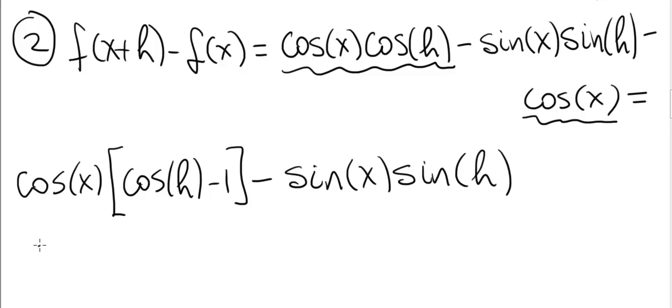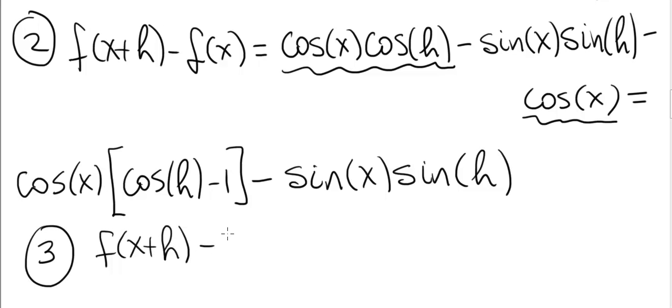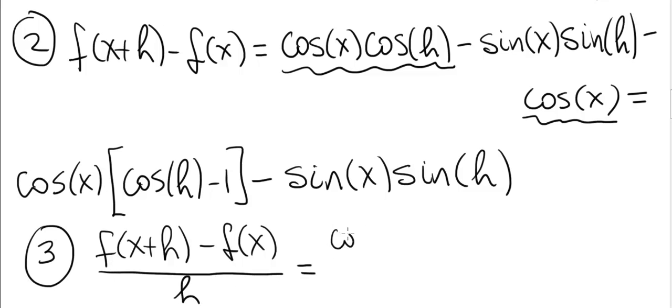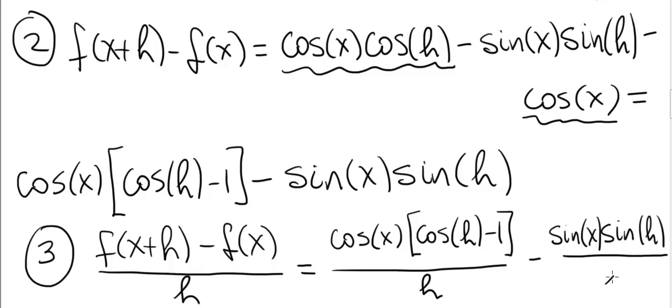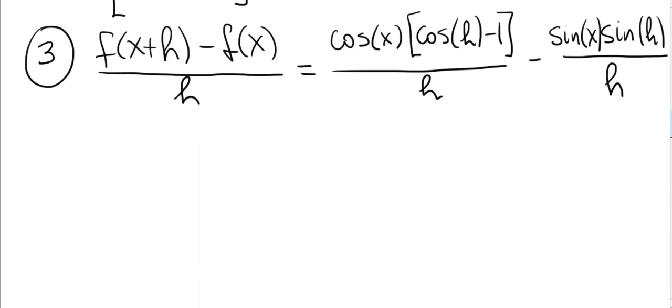Let's go to step 3. Step 3, we want to write f of x plus h minus f of x and divide that by h. This will give us, from the previous step, cosine of x times cosine of h minus 1, divided by h, and then minus sine of x times sine of h, also divided by h. There's nothing more we can do here except go to step 4.